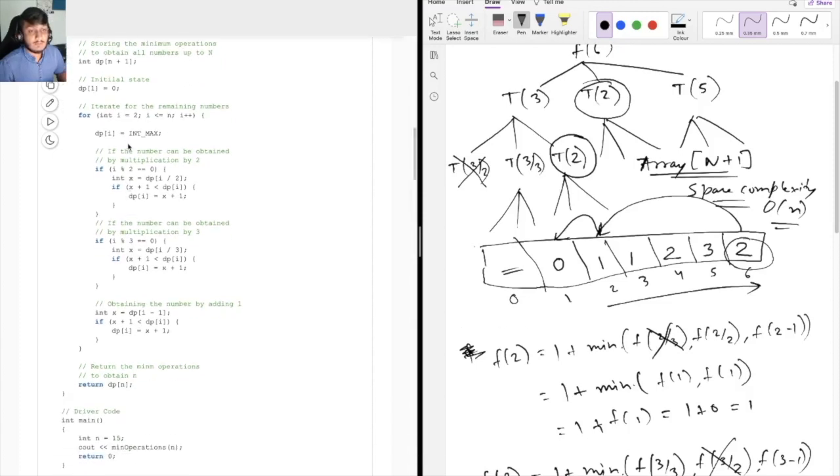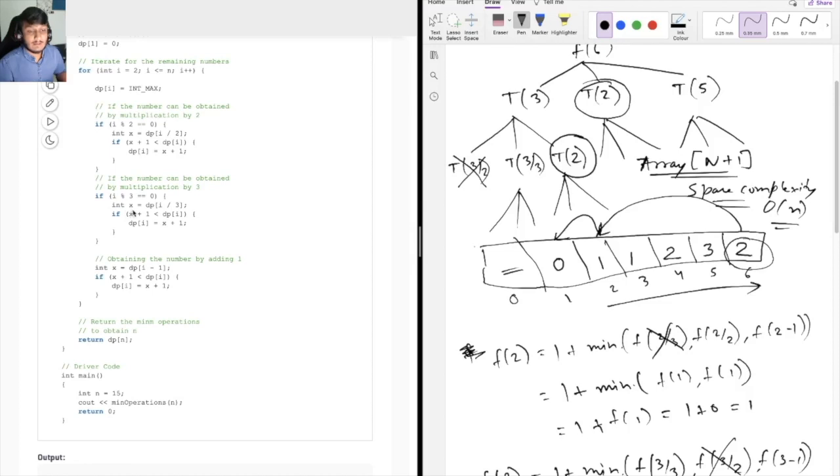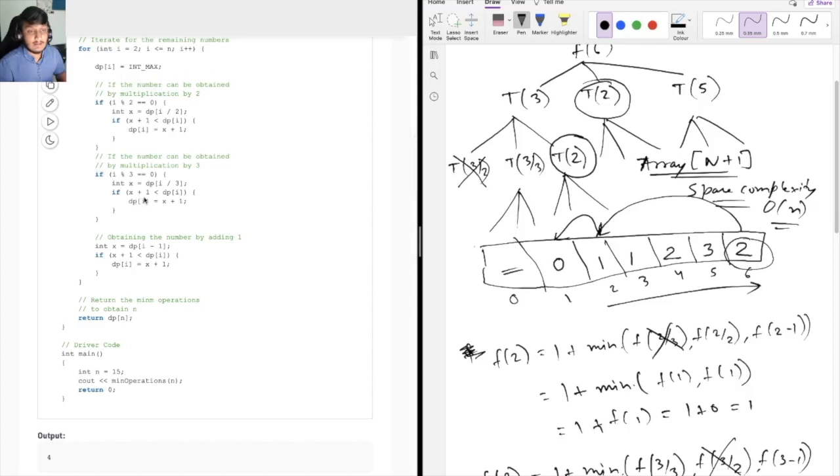Then we are iterating from the next number till n. First of all, we initialize dp of i to INT_MAX so as to get the minimum out of these 3 computations. For the first computation, we check if the number is divisible by 2; we take the stored value, add 1 to that, and if that is smaller than dp of i, we update it. Similarly, for the multiplication by 3, we check if i is divisible by 3, then we get the value of i by 3 from the DP, add 1 to that, and check if that is less than dp of i; if so, we update it.